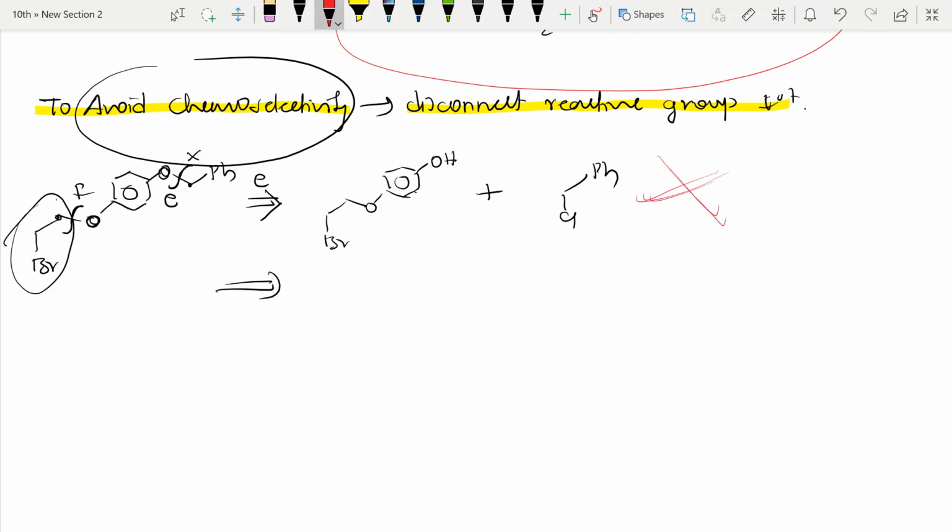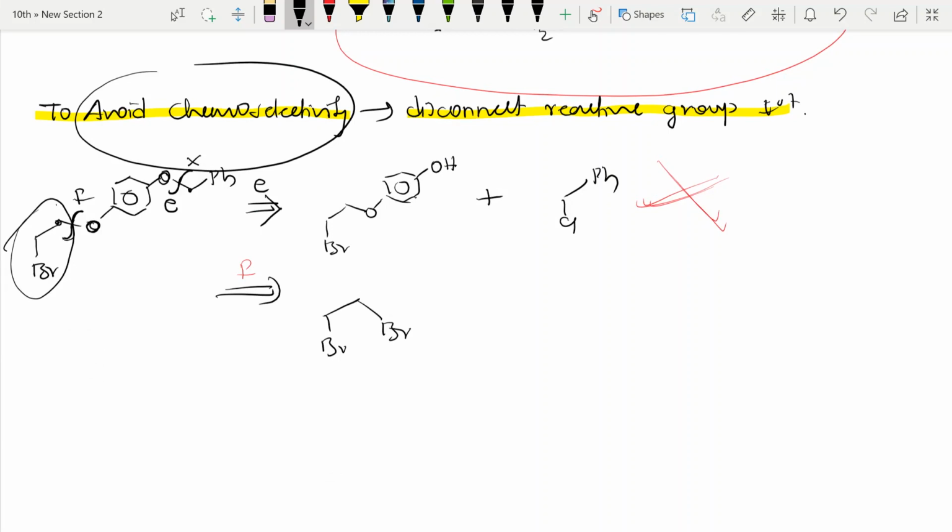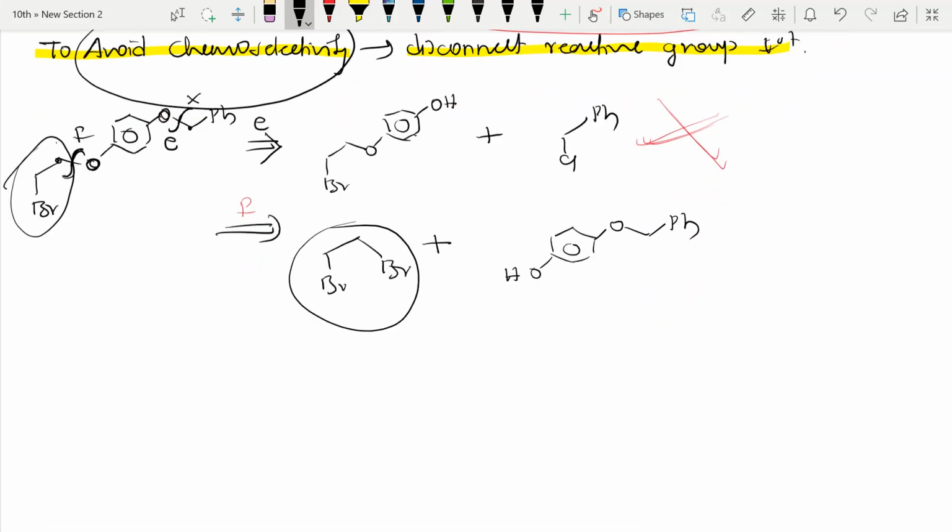We always prefer this cleavage, which is F, which I am writing now here. So here I will get bromine, CH2 and bromine. If I cleave here, I will get this one, plus one more thing, oxygen is there as usual, O minus. Instead of writing O minus, I can write OH, O, CH2, Ph, right? So here this is very reactive. It can first react like this, further there will be no problem. So this cleavage is very good, right? To avoid chemoselectivity, we always disconnect the one which is more reactive. Further, this can be easily retrosynthesized.